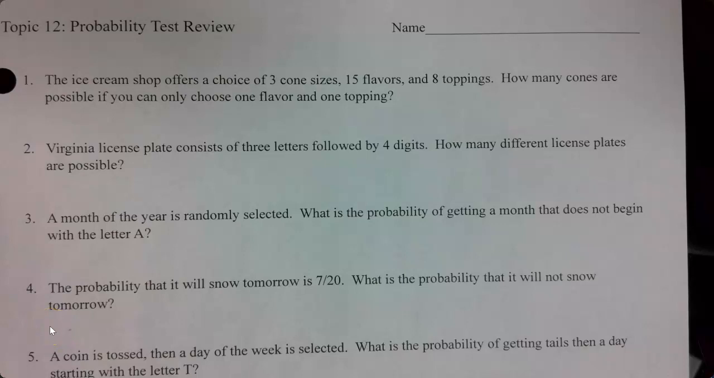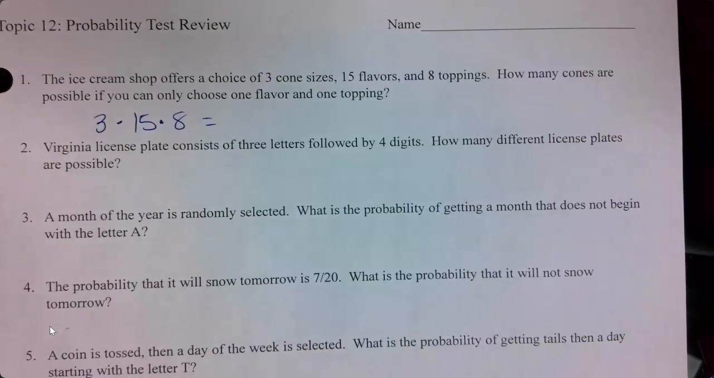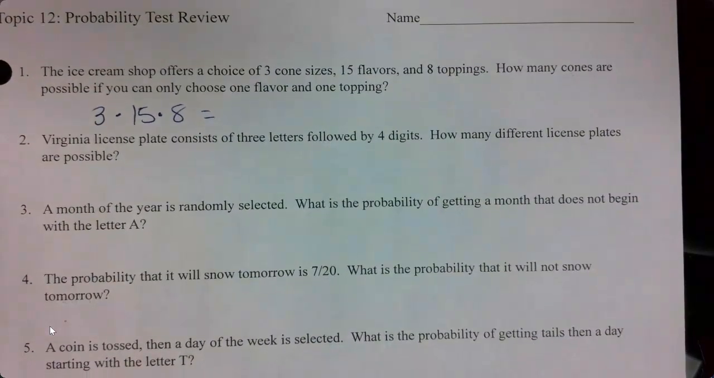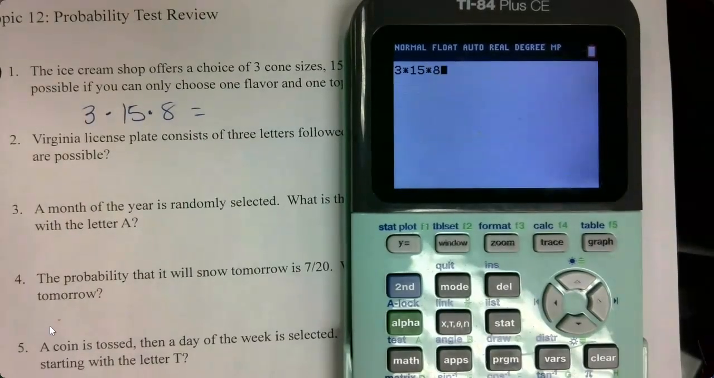In this video, I'm going to be going over the Chapter 12 test review. The first question says, the ice cream shop offers a choice of 3 cone sizes, 15 flavors, and 8 toppings. How many cones are possible if you can only choose 1 flavor, 1 topping, and 1 cone? So I'm going to go ahead and multiply these together. I am going to use my calculator, which gets me 360.